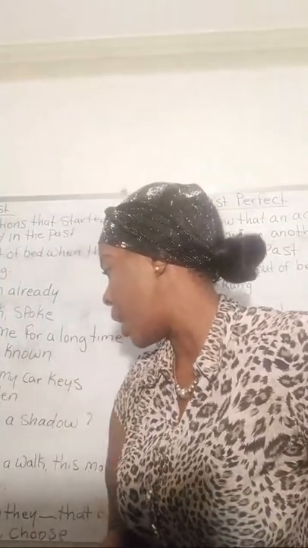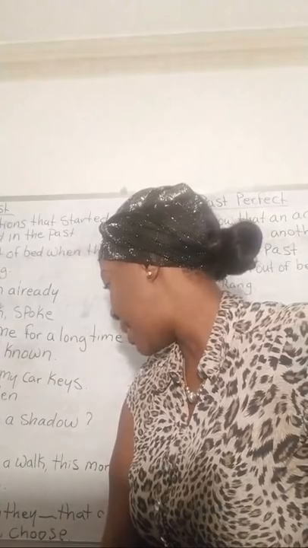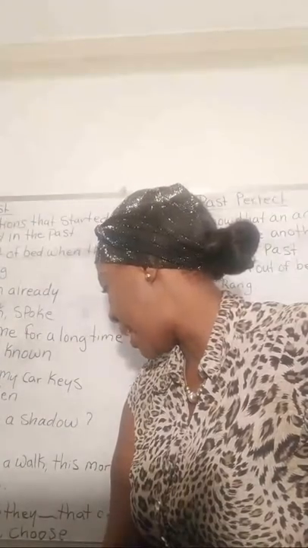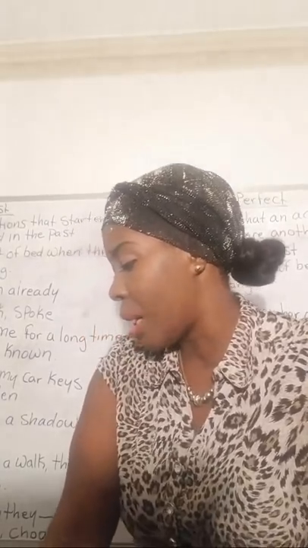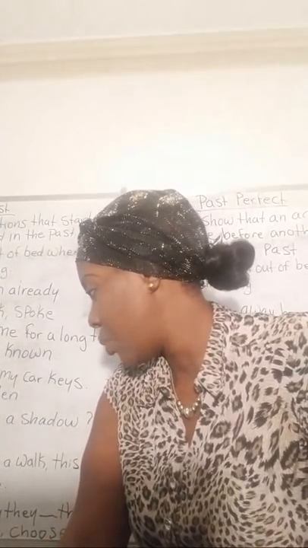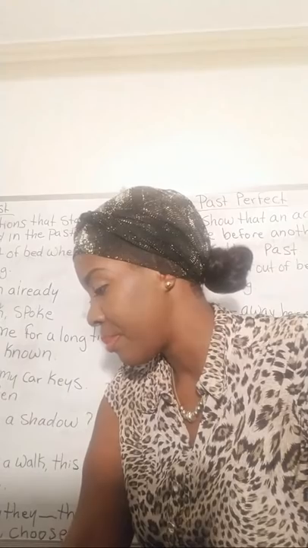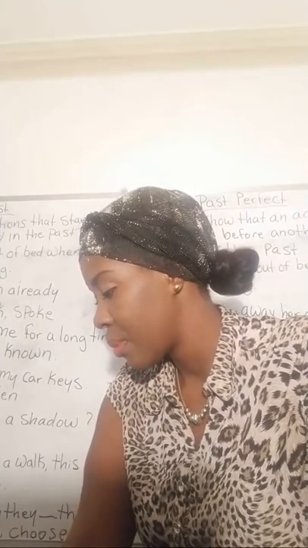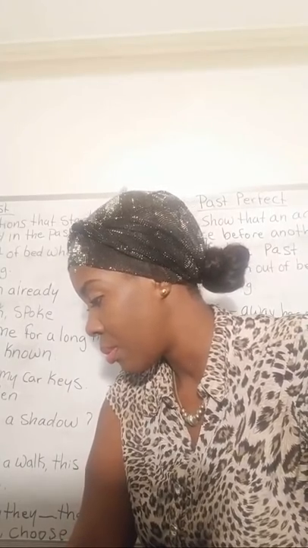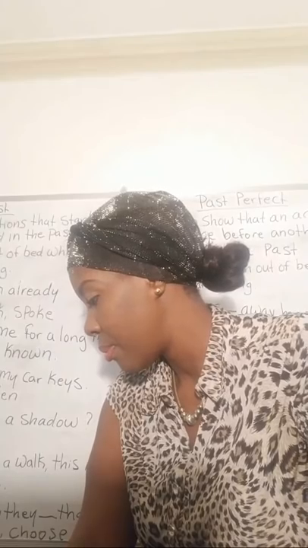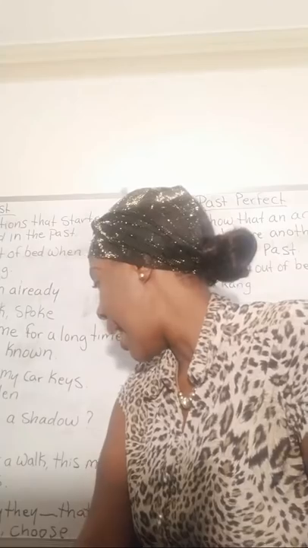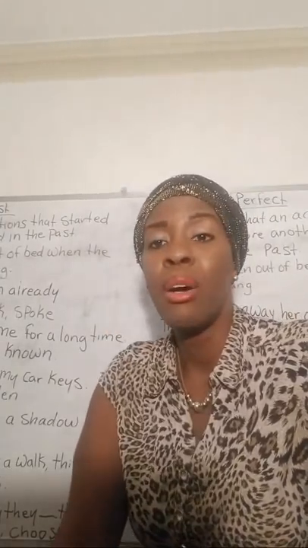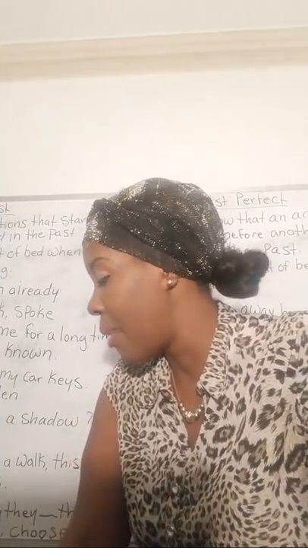Okay? Number 1. I don't know why they choosing that one. I don't know why they chose that one. Or I don't know why they choose that one. We're doing number 6 right now. I don't know why they chosen that one. I don't know why they chose that one. Or I don't know why they choose that one.